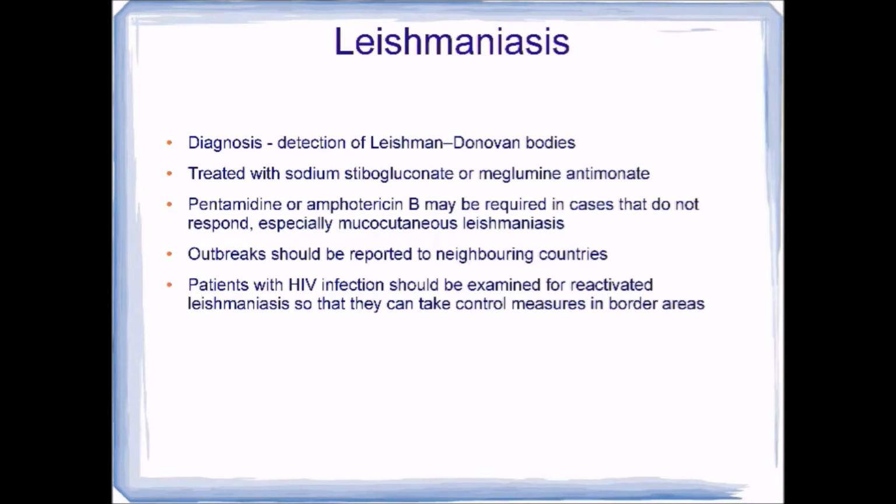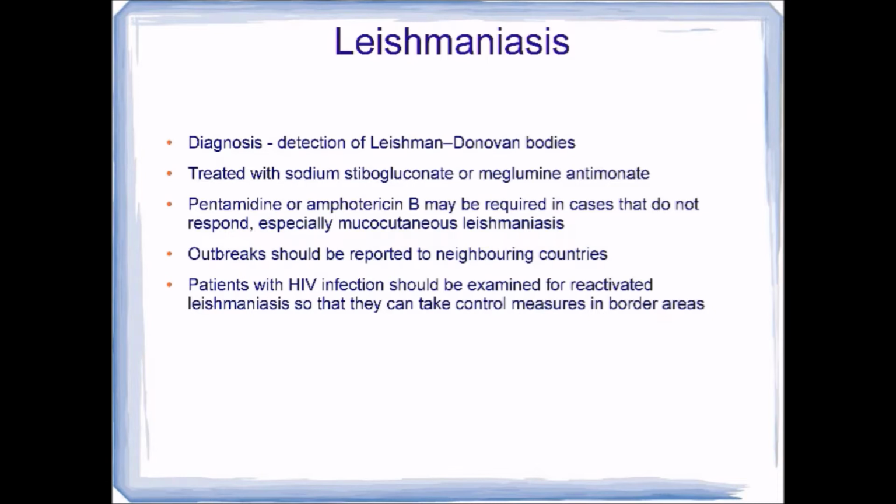Leishmaniasis is a disease transmitted by the bite of infected female phlebotomine sandflies. The diagnosis is by the detection of the intracellular infected macrophages, which are known as the Leishman-Donovan bodies, and can be detected in liver, spleen, bone marrow or cutaneous lesions by stained smear or culture. PCR techniques can also be used.